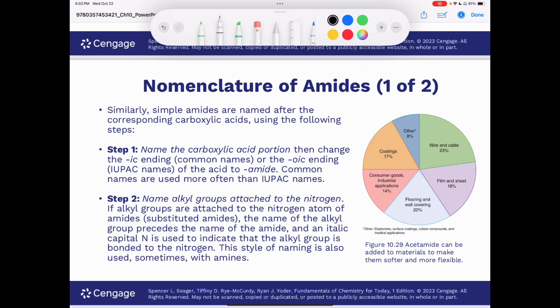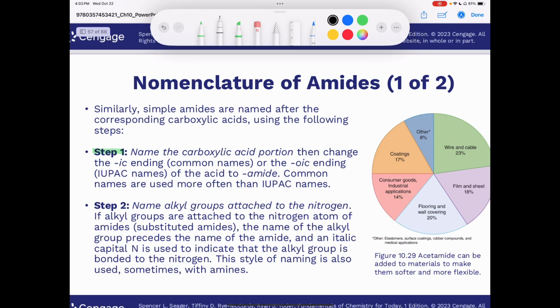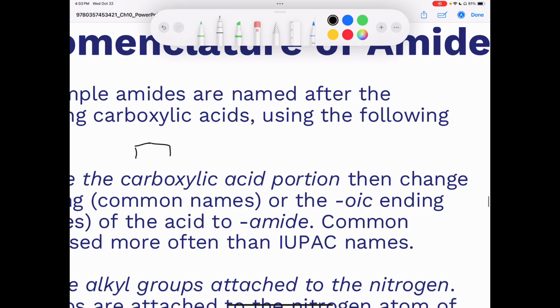Now, when it comes to naming amides, simple amides are named after their corresponding carboxylic acids using the following steps. Step one, we're going to name the carboxylic acid portion. And then we're going to change the ic ending or the oic ending to amide. So if we have benzoic acid, it would become benzamide. If you remember, benzoic acid is this acid here. So we have an aromatic ring, and then we have a carboxylic acid on it. So that would be benzoic acid. If we change it to an amide, it would be benzamide.